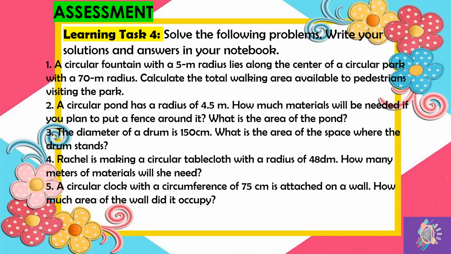Number 3, the diameter of a drum is 150 centimeter. What is the area of the space where the drum stands? And number 4, Rachel is making a circular tablecloth with a radius of 48 decimeter. How many meters of materials will she need? Number 5, a circular clock with a circumference of 75 centimeter is attached on a wall. How much area of the wall did it occupy?